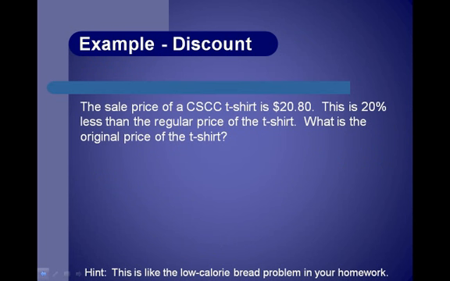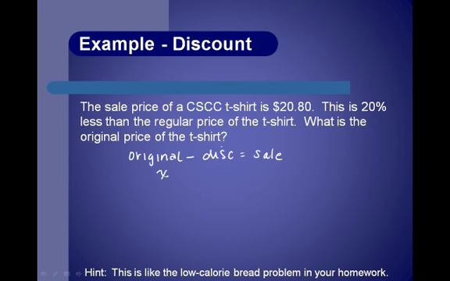Now for the next example, the sale price of a Cleveland State t-shirt is $20.80. This is 20% less than the regular price of the t-shirt. What is the original price of the t-shirt? Now, this is not your typical percent problem because you don't want to find 20% of the $20.80. What you've got is you've got the original price of the shirt minus the amount of the discount, and that equals the sale price of the shirt. Well, what is the original price?